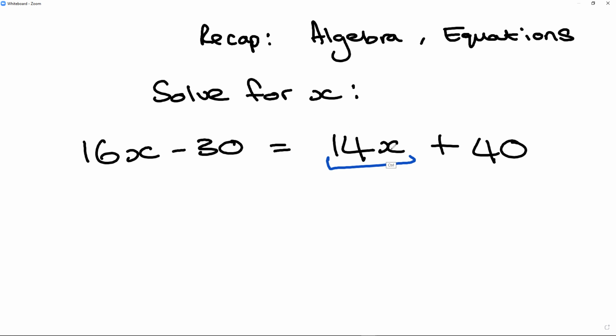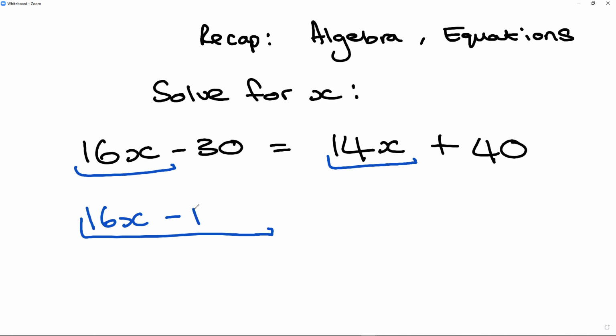Remember, there's another way to look at this. I could minus 14x on both sides, and that's also a possibility. All right, so let's say I did the first and I brought these two all the way onto the left-hand side. So I got 16x minus 14x, like that, and that's equal to, on the right-hand side, 30 plus 40.